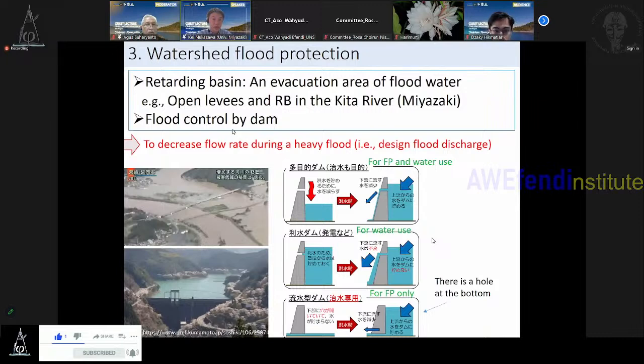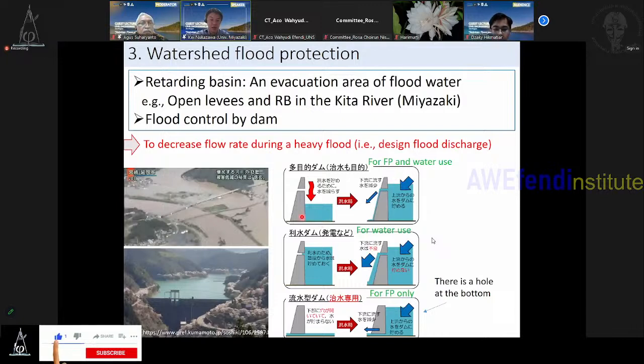And another purpose is to decrease flow rate, stream flow, during a heavy flood event. For this purpose, there are two major engineering works, retarding basin and the dam. So let me skip the retarding basin, but I will talk about dam. Dam has some roles, not only flood protection but also water use.